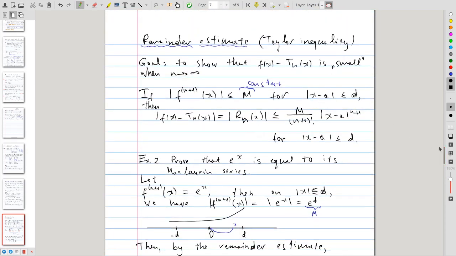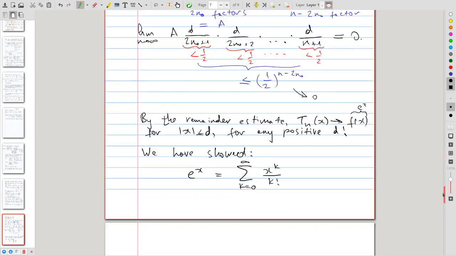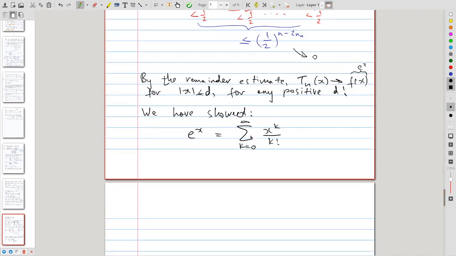We have shown that the remainder, the difference between the function and the nth partial sum of the Taylor series, of the Maclaurin series in this case, goes to 0 when n goes to infinity. And that allows us to justify this formula here.